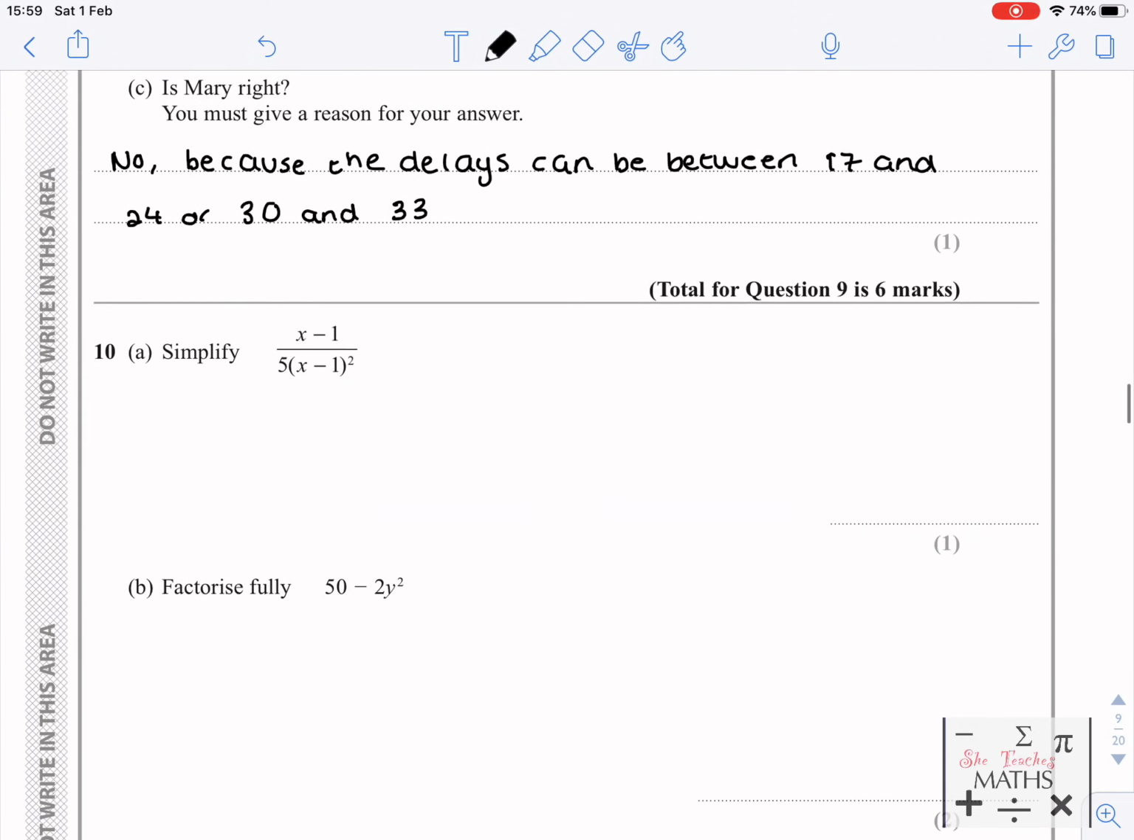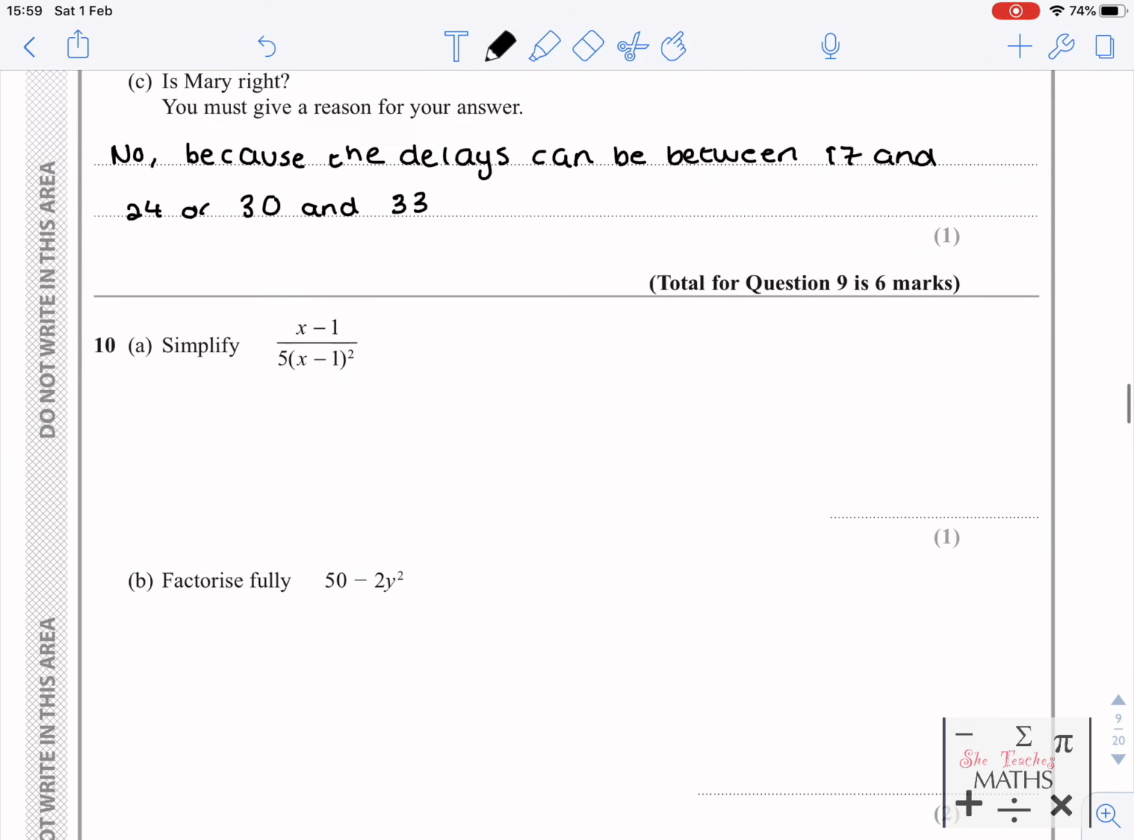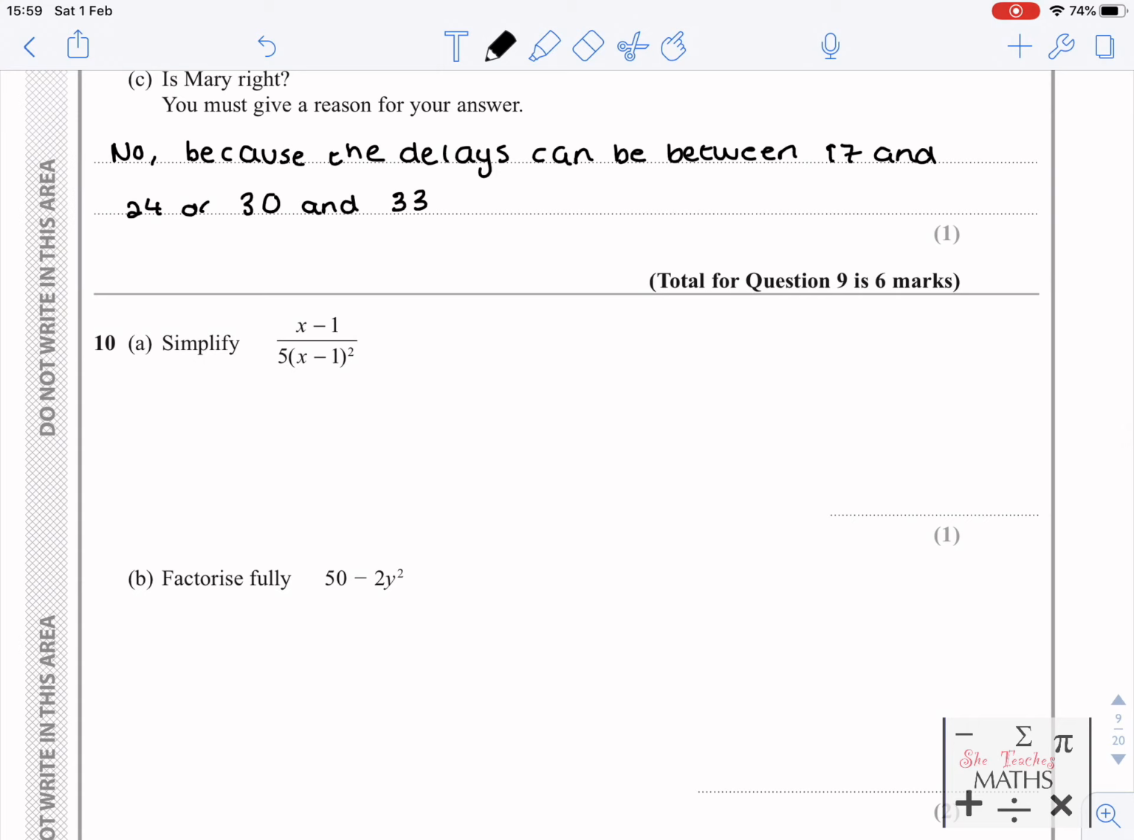Now in the next question, we've got to simplify x minus 1 over 5 bracket x minus 1 squared. So as you can see, there's an x minus 1 at the top and there's an x minus 1 at the bottom. So all you've got to do is divide them both by x minus 1. So you'd have 1 over 5 multiplied by x minus 1, and that'd be your answer. You can expand the brackets, but it doesn't matter as it's still the same thing.